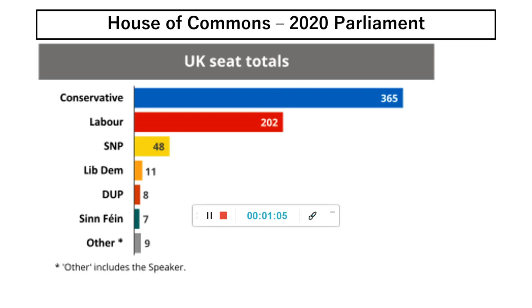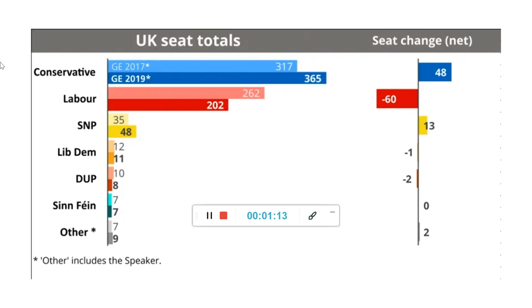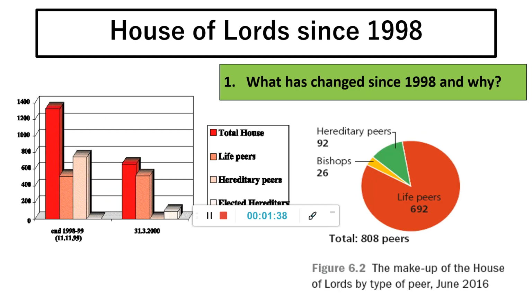That's obviously changed, as you can see here on the next slide. There are now 365 Conservative MPs, as opposed to what there was before, 317. In the Labour Party, there were fewer Labour MPs in the House of Commons than there were in 2017. So one way of describing who's in the House of Commons is to talk about the party makeup, and there you have the list of parties and what happened to them at the last election.